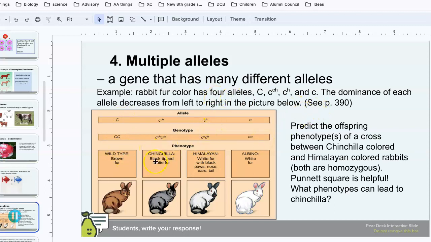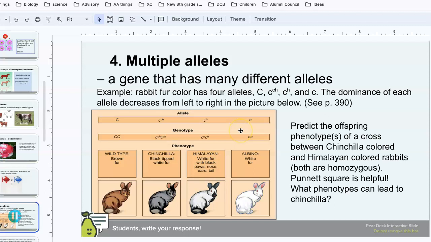But as you can see, while wild type is dominant to chinchilla, if you have 2 chinchillas, you'll appear chinchilla. However, if you have 1 chinchilla and 1 Himalayan, you will still appear chinchilla. If you have 1 chinchilla and 1 albino, you will still appear chinchilla. So in this case, while this is the most dominant, you just need one of these, this is the next most dominant. And the same process happens for Himalayan, which is this white fur with black paws, nose, ears and tail. Here, as long as you have the Himalayan, it will overpower the albino. Although if you have the Himalayan, it gets overpowered by the chinchilla and it would be overpowered by the brown.